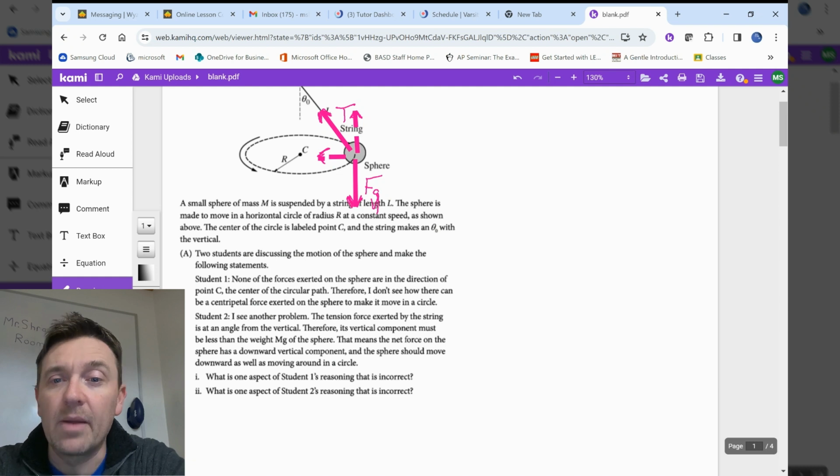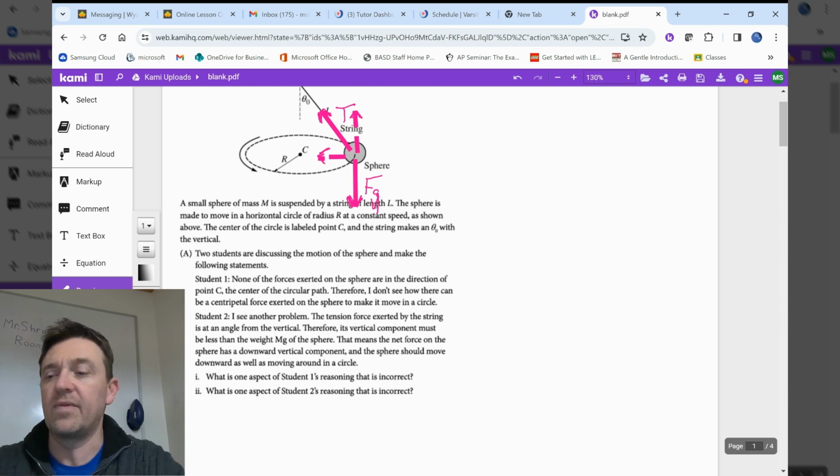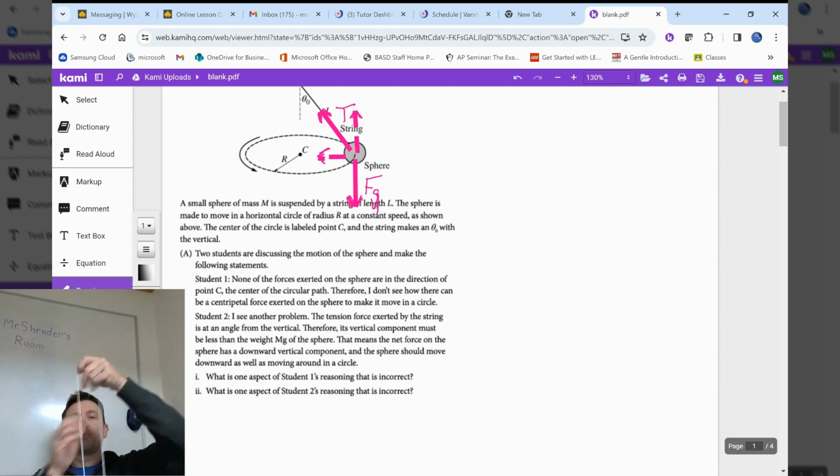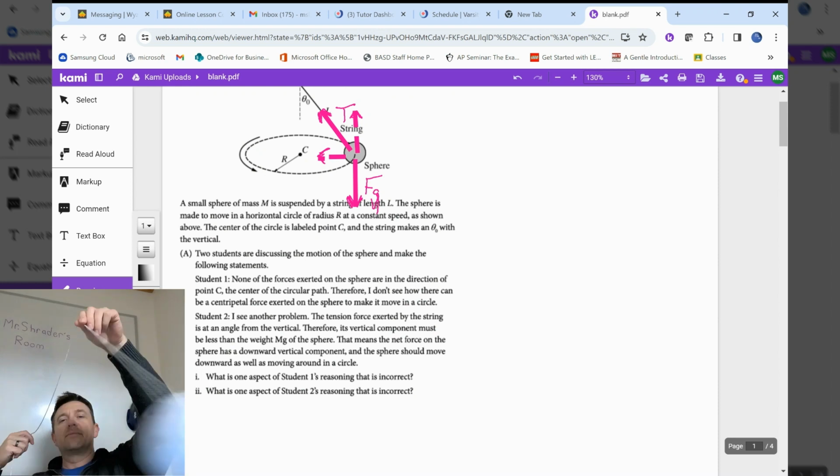The tension force exerted by the string, its vertical component, must be less than the weight mg of the sphere. That means that the net force on the sphere has a downward vertical component, and the sphere should move downward as well as moving around the circle. Well, look, I can just prove that false right now. I can make this spin in a circle, and it's not going down. It's going around and around and around, and it's not ever going to fall.